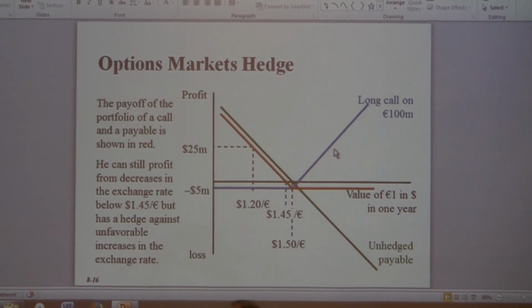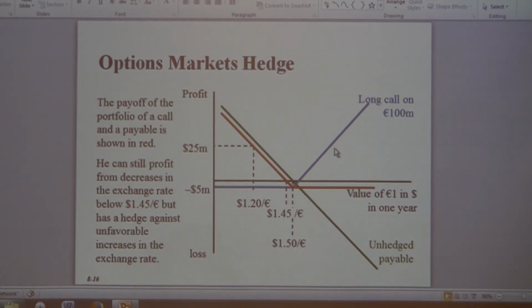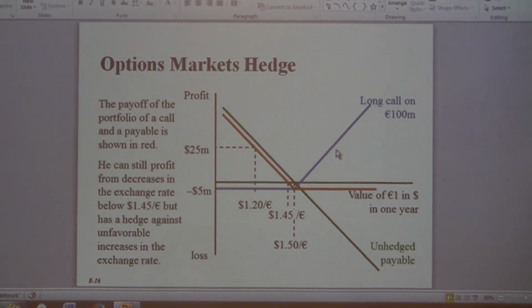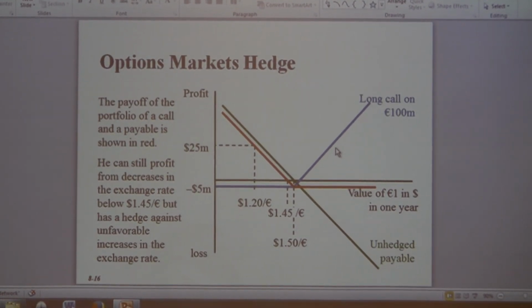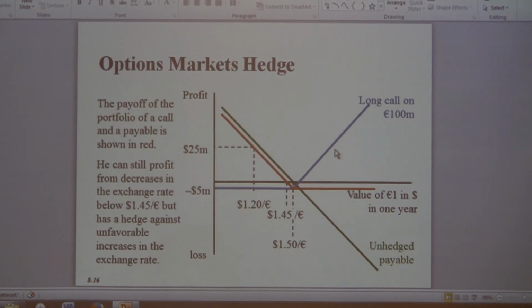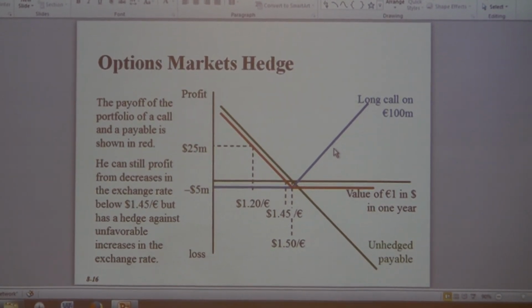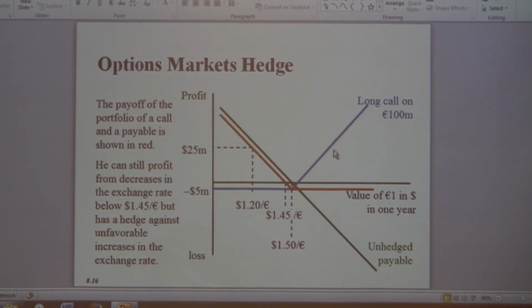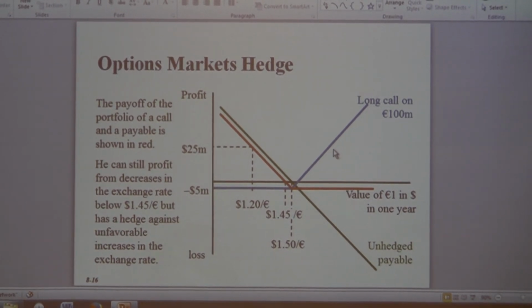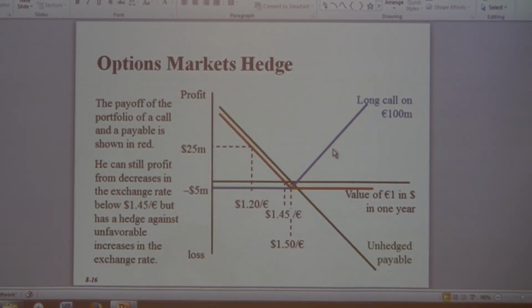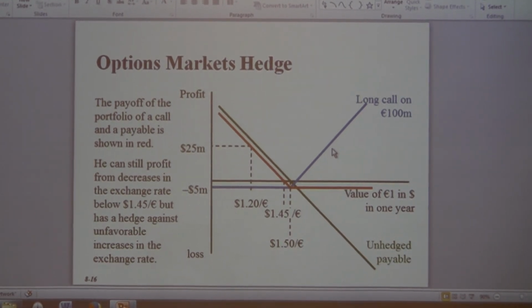So at 145, if you look at this number, the importer buys the foreign currency in the spot market. So here, the cost is going to be 100 times 1.45, which gives him 145 million. Okay. You can put the whole thing. So that is the amount he pays for the currency. Now what happens in the futures market at an exchange rate of 1.45.